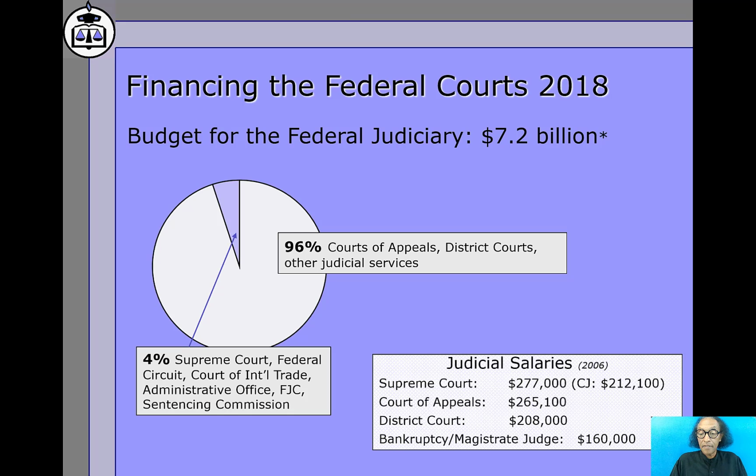the federal judicial salaries. It should actually be 2016 instead of 2006. Supreme Court salary is now about $277,000 a year. The Court of Appeals at around $265,000, and U.S. District Courts $208,000. Bankruptcy and magistrate judges at around 160.